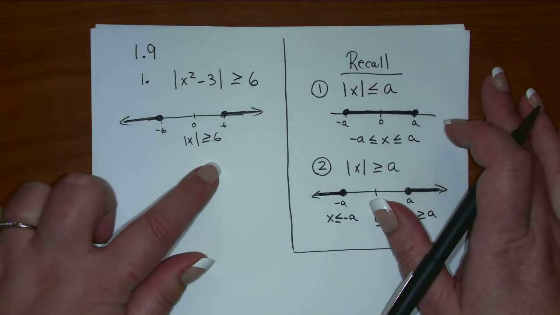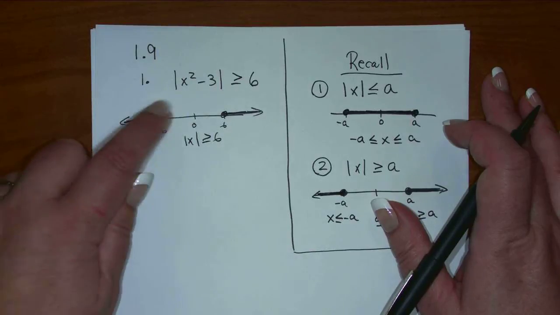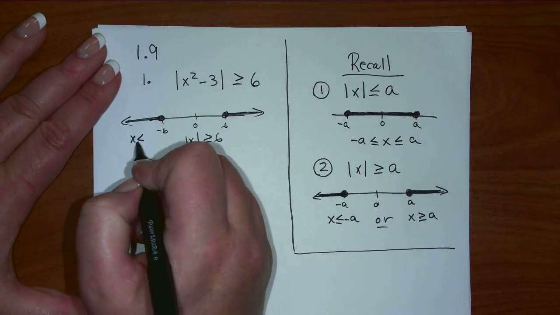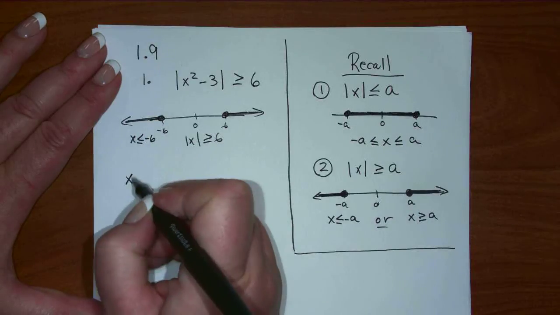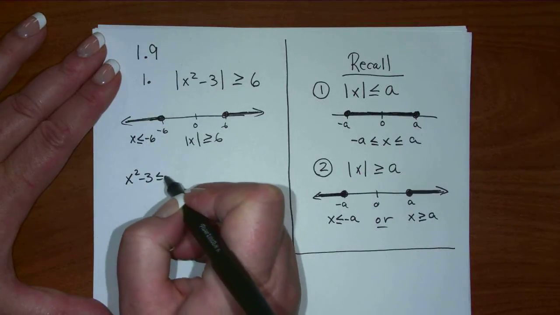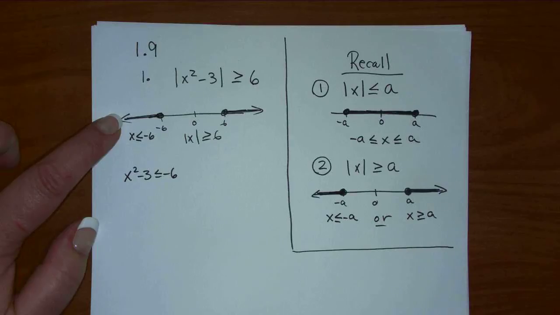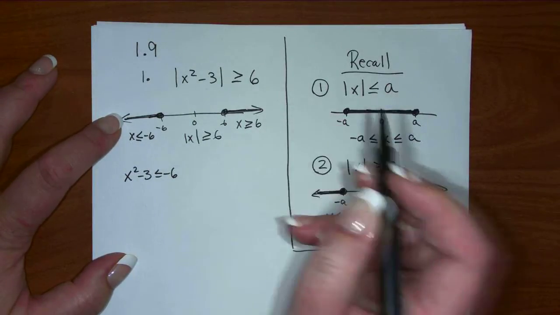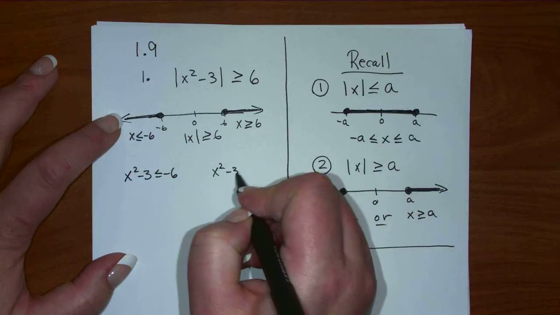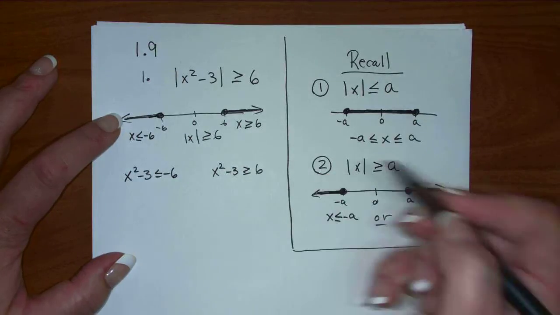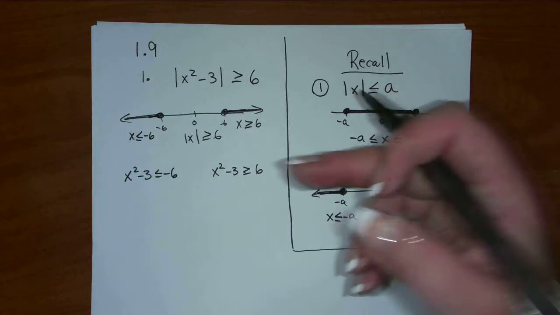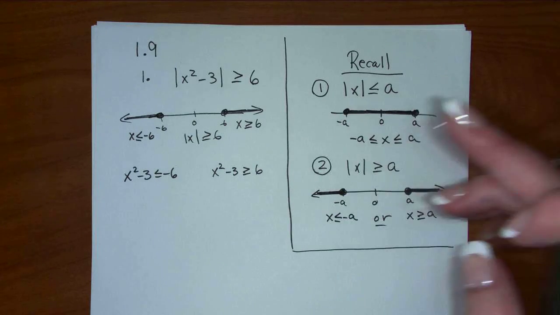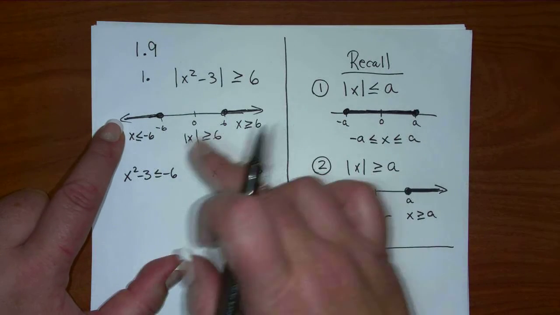But it's not just an x in the bracket, it's an x squared minus 3. So instead of saying x is less than or equal to negative 6, we say x squared minus 3 is less than or equal to negative 6. That's this side. And instead of saying x is greater than 6, we say x squared minus 3 is greater than or equal to 6. So it's the same process, but we're going to get a new number line with different numbers. They're not going to be 6 once we solve it. But that would be how you set it up.